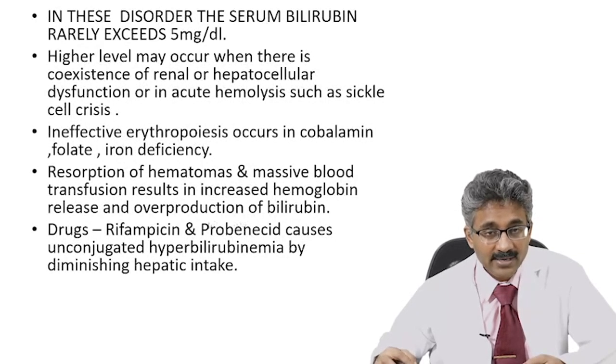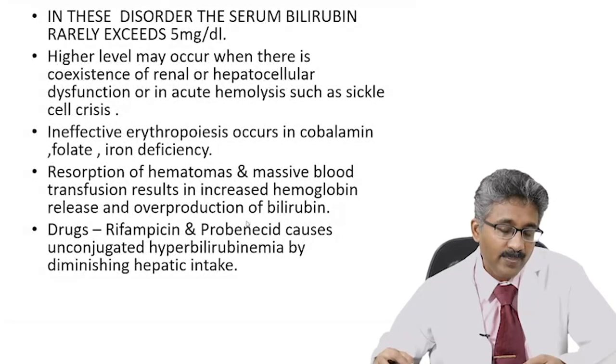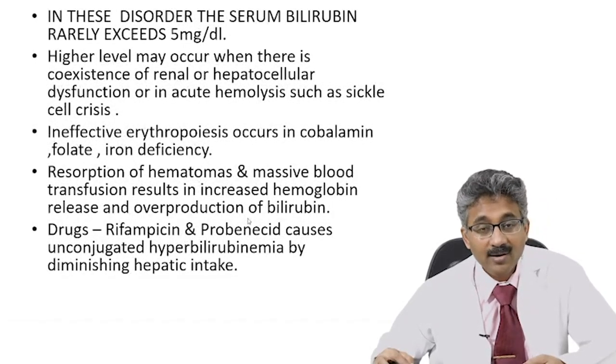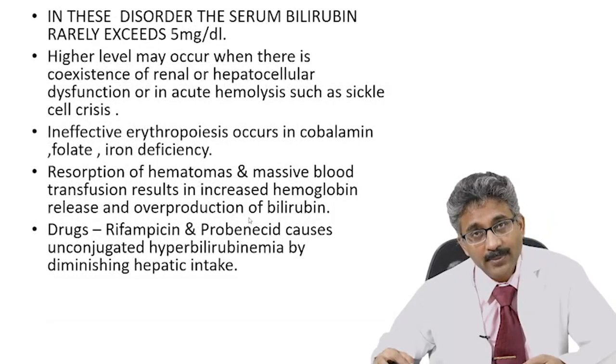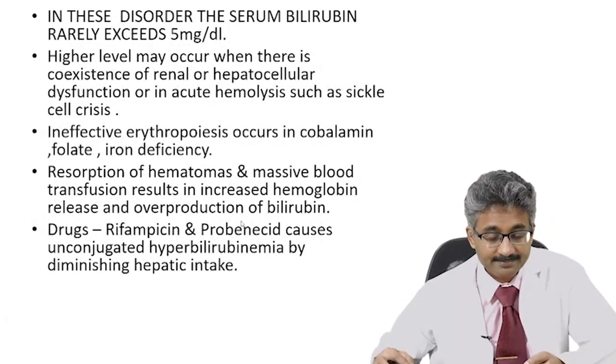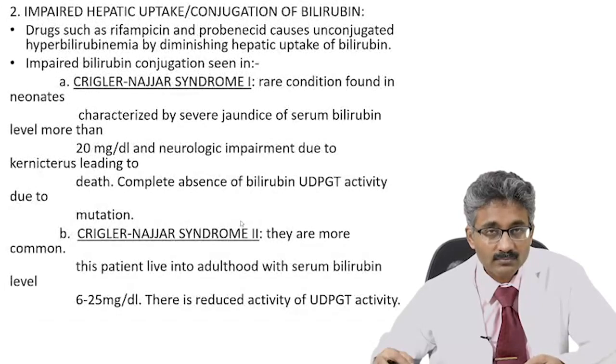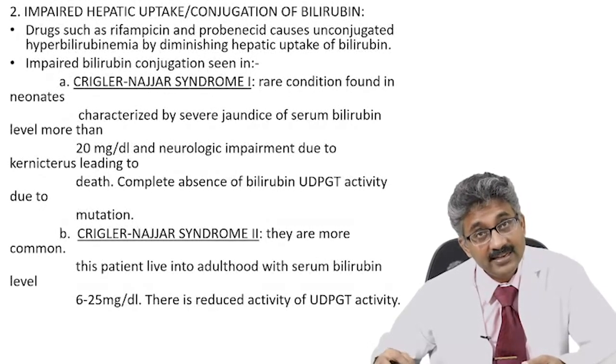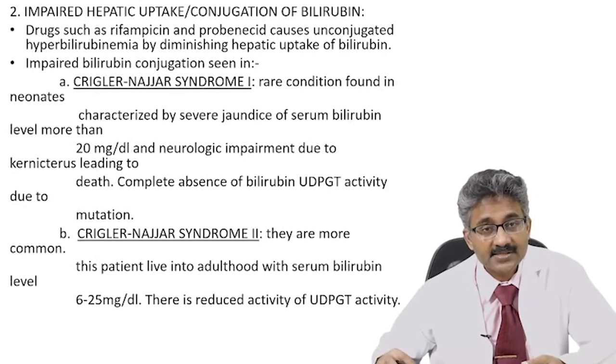Then there are some drugs like rifampicin and probenecid which inhibit the uptake of bilirubin by the liver. So conjugation doesn't occur. There will be an unconjugated hyperbilirubinemia because of the uptake problem caused by rifampicin and probenecid. Then there may be improper conjugation itself within the liver. What are those diseases?